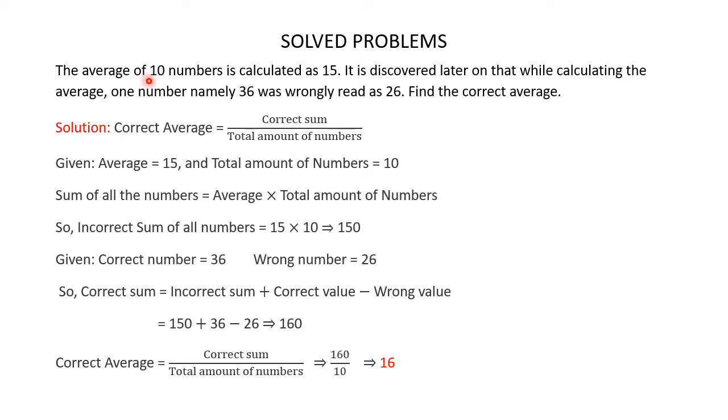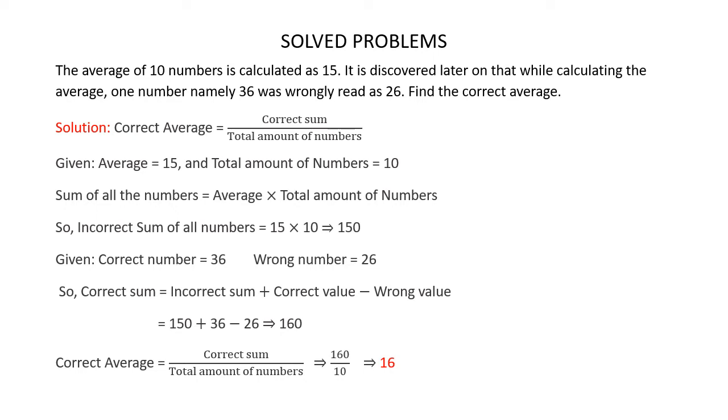The average of 10 numbers is calculated as 15. It is discovered later on that while calculating the average, one number, namely 36, was wrongly read as 26. Find the correct average. Now to find the correct average, use the formula correct average is equal to correct sum divided by total amount of numbers. Now according to the question, total amount of numbers is 10. So if we calculate the correct sum, then we can find the correct average.